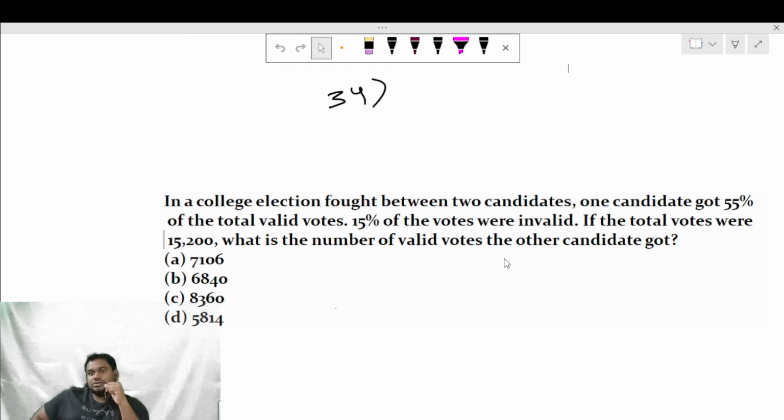So two parameters were given directly. The total votes polled were 15,200. What is the number of valid votes the other candidate got?